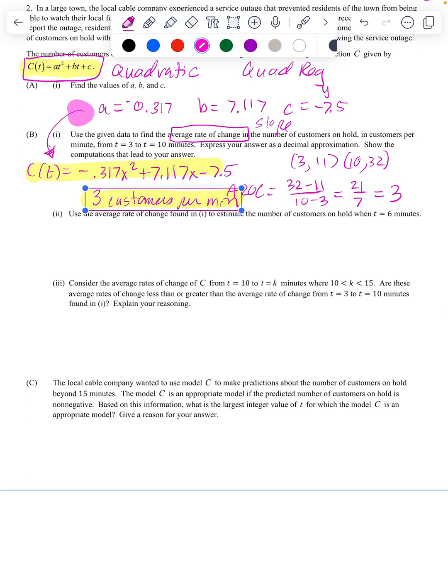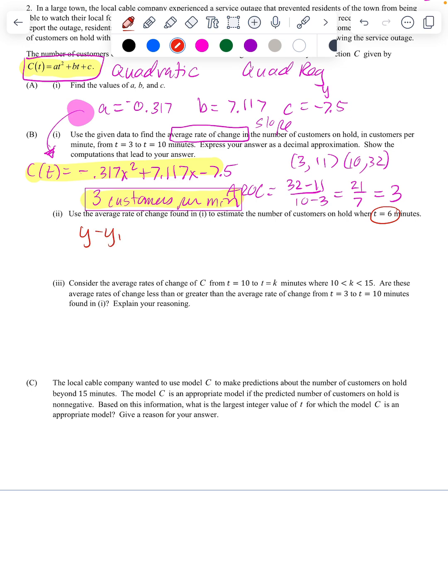Then it says use the average rate of change found in the previous problem to estimate the number of customers on hold at t equals 6 minutes. This is a little bit tricky, but what they're saying is you want to use that previous information to make an estimation. You need a line that you can follow that would have the same rate of change because lines have a constant rate of change.